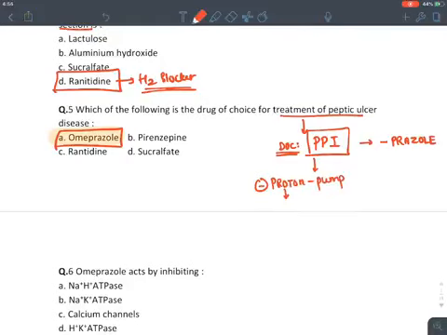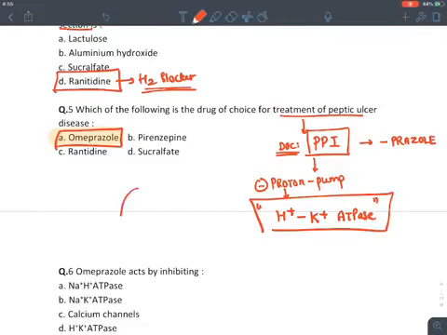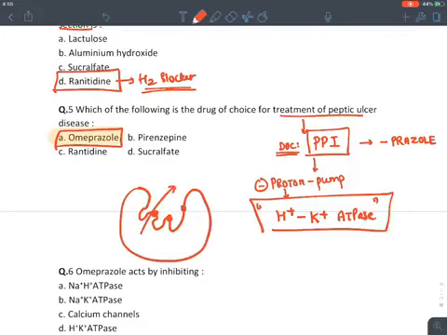Now remember, in chemistry you used to call H plus a proton. So that pump is known as H plus K plus ATPase, also known as hydrogen potassium ATPase. This pump is present on parietal cells, on the luminal side of the stomach, and the function of this H plus K plus ATPase is to secrete H plus and take back potassium.